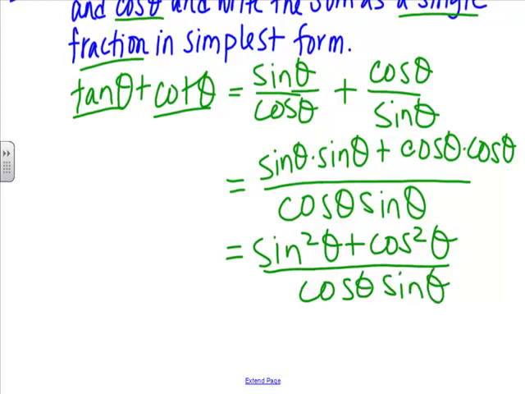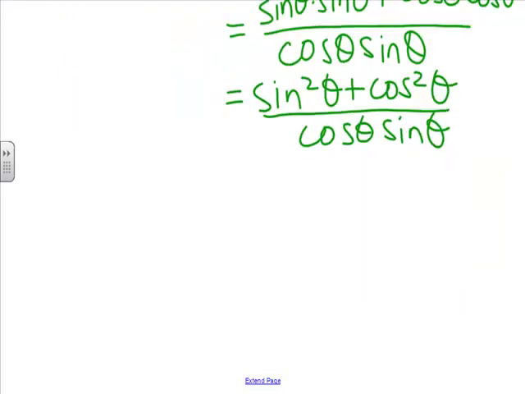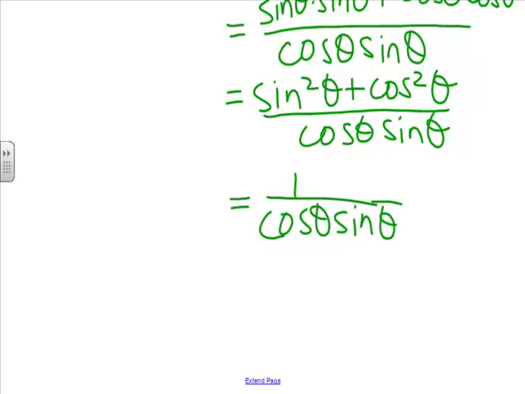And if you go back to that first Pythagorean identity I taught you, turns out that sine squared theta plus cos squared theta is equal to 1. So this is the end of the story. I've done what the problem has asked me to do.